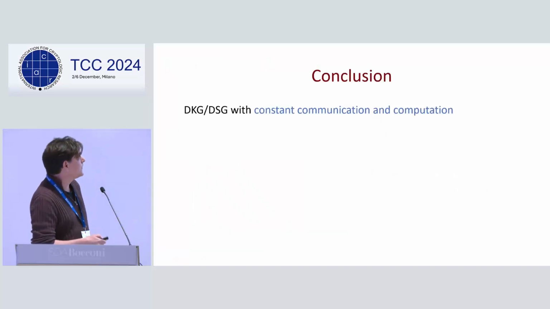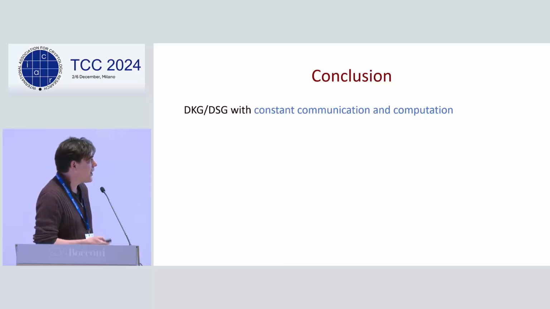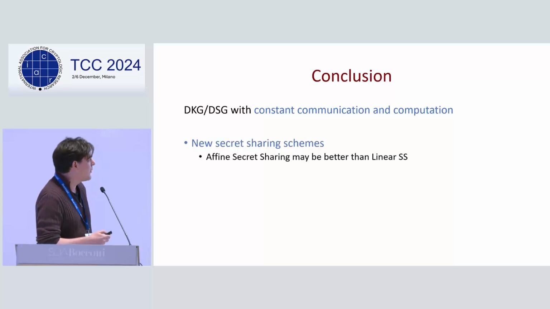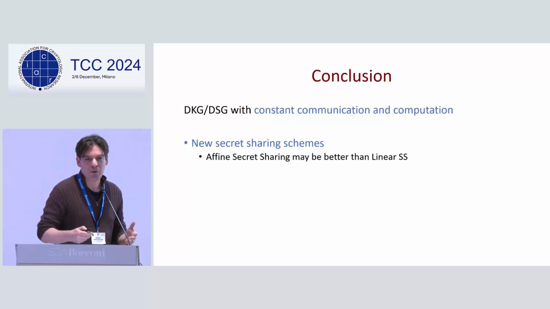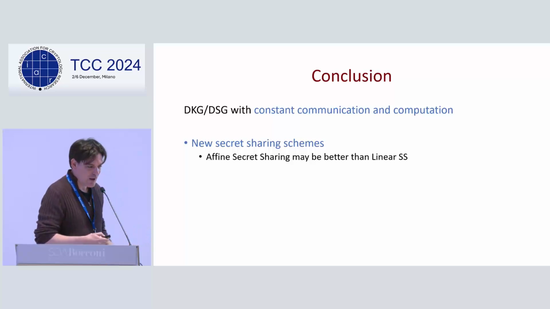So let me conclude. We have a construction of distributed key generation and secret generation with a constant communication computation. We use new secret sharing schemes, and it's interesting that affine secret sharing schemes suddenly are useful. Typically, we can always use linear schemes without loss of generality.